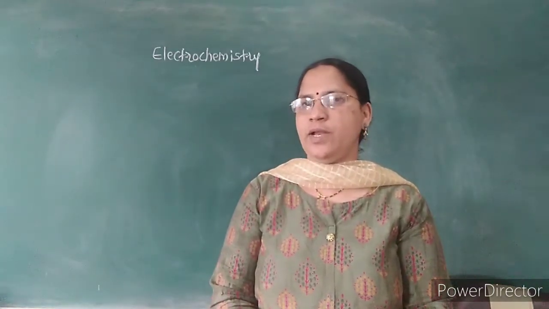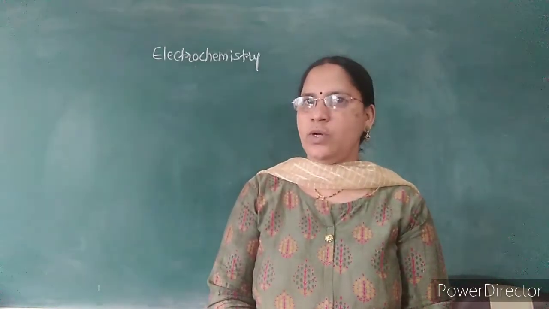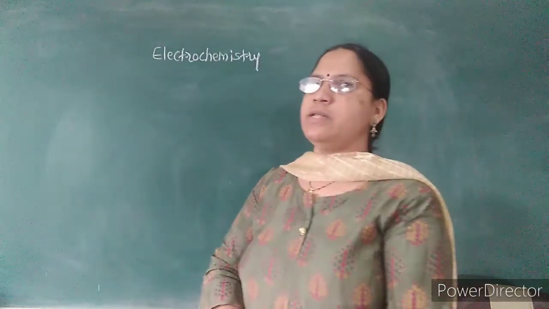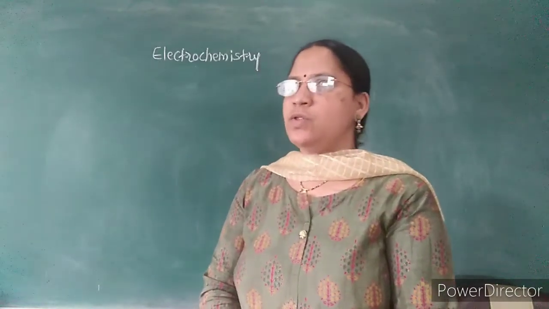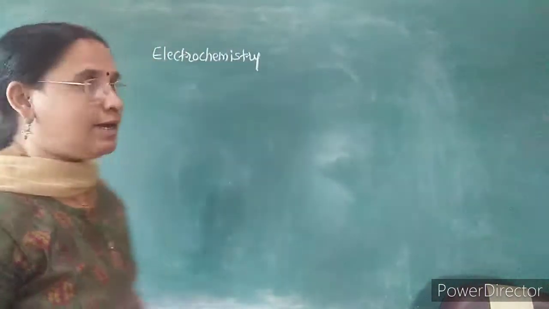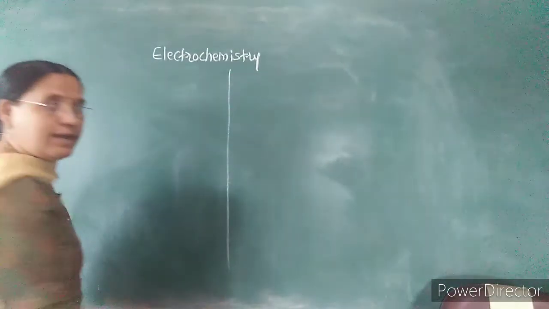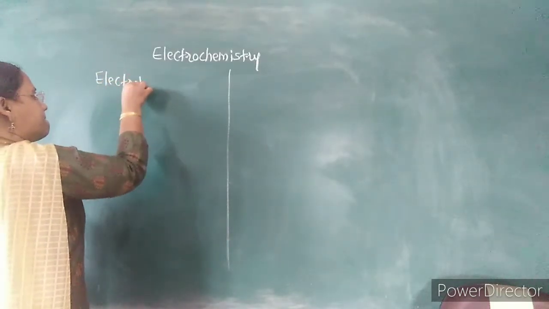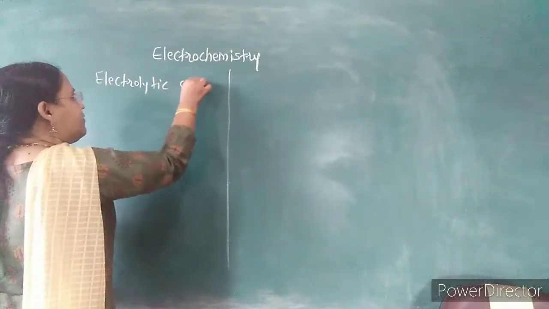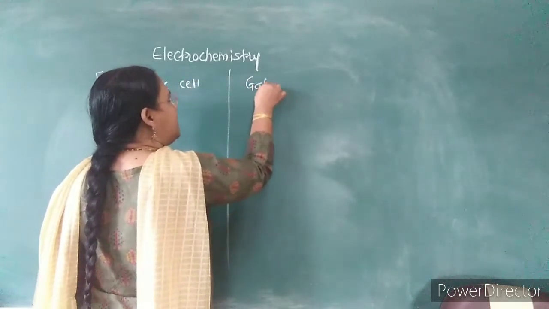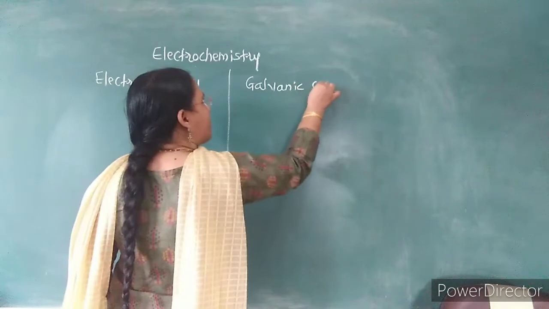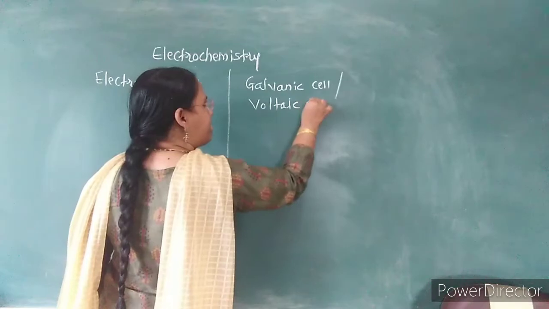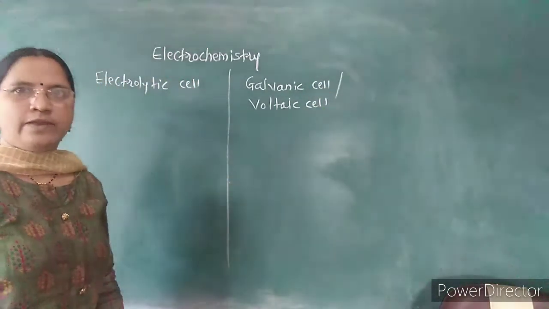So there are two types of electrochemical cells. First one is electrolytic cell and second one is galvanic cell. That part again I am repeating because further we are going to start with the electrolytic cell. So in electrochemistry there are two types of electrochemical cells: one is electrolytic cell and second one is called a galvanic cell, or it is also called a voltaic cell.